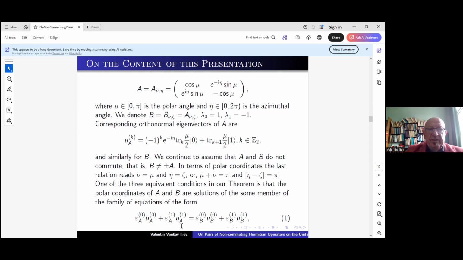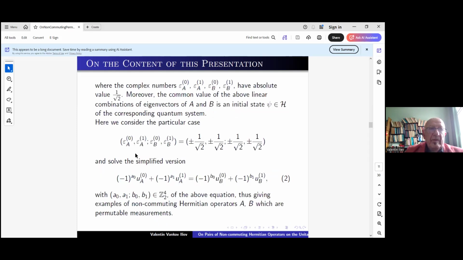And one of the three equivalent conditions in our theorem is that the polar coordinates of A and B are solutions of some member of the family of equations of this form. Here, these are the eigenvectors of A and B, and the epsilons are complex numbers with modulus 1 over square root of 2. Moreover, the common value of the above linear combination of eigenvectors is an initial state psi such that the corresponding A and B do not commute and are permutable.